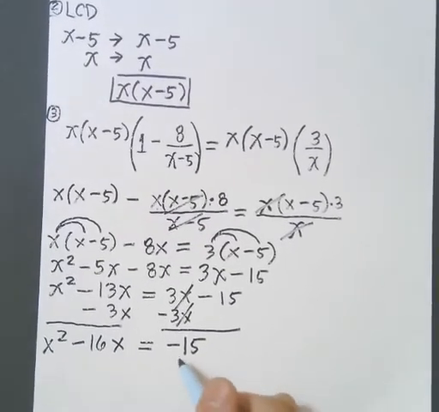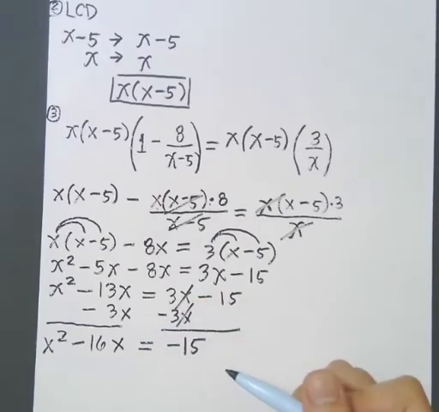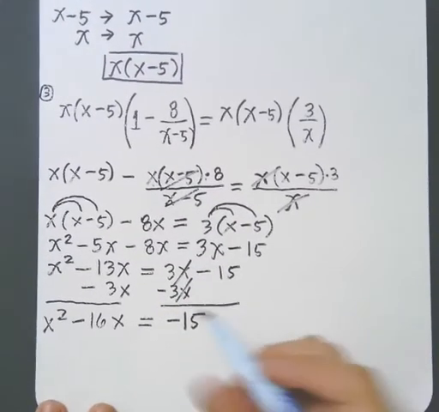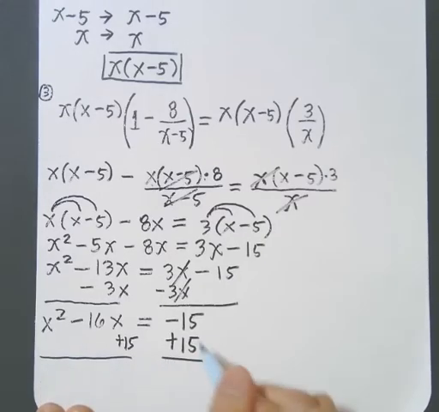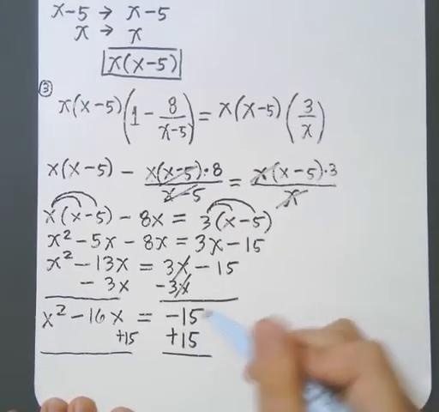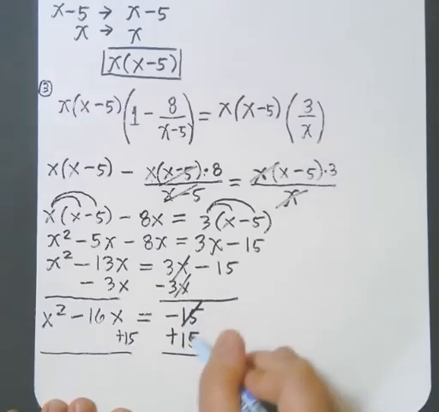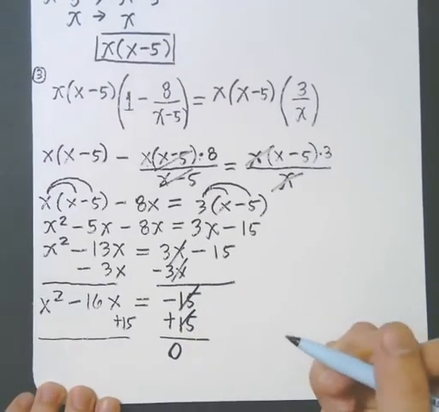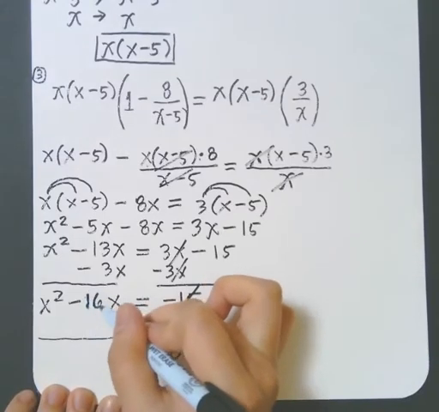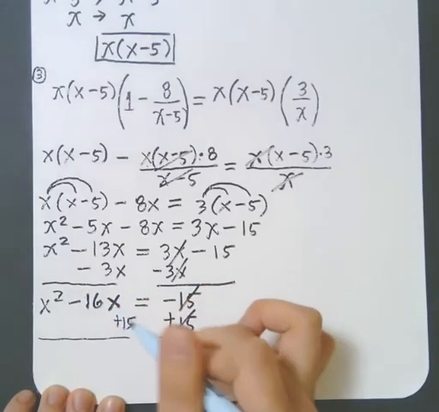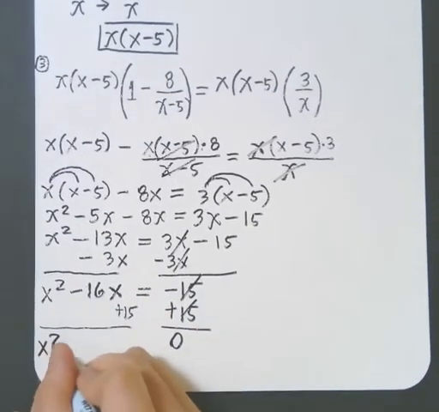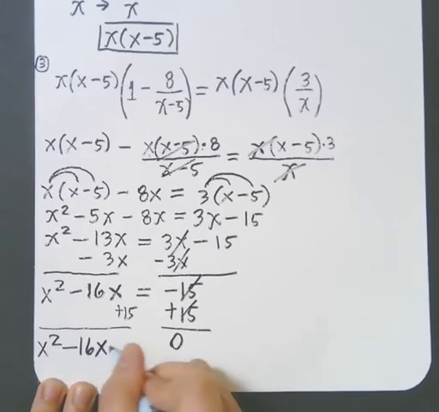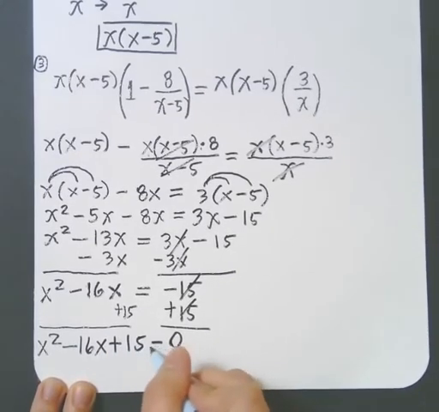Now we move this constant to the other side of the equation by adding 15 to both sides of our equation. Negative 15 plus 15 is 0, so we cancel it out. That's equal to 0. 16x and 15 are different terms, so you cannot combine them. We just rewrite them. x squared minus 16x plus 15 is equal to 0.